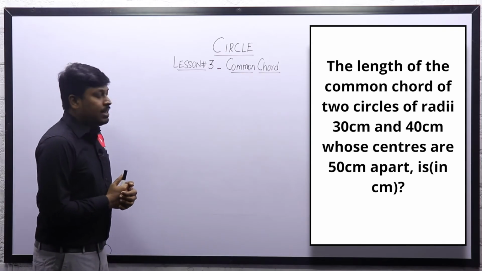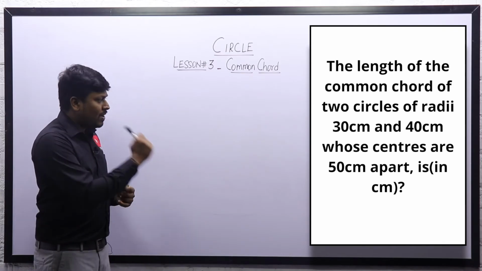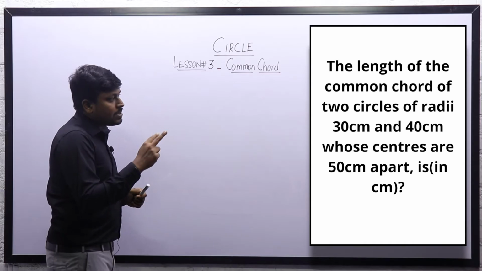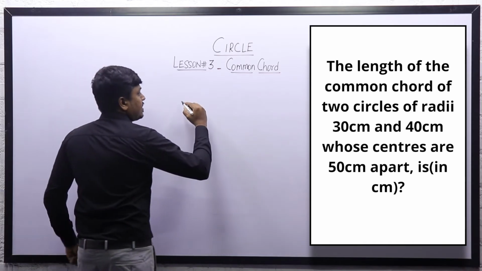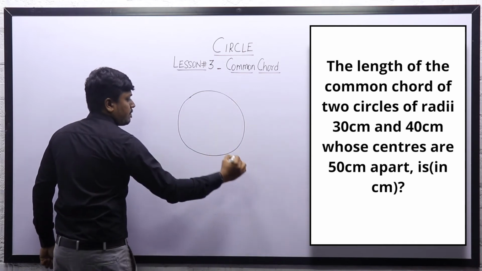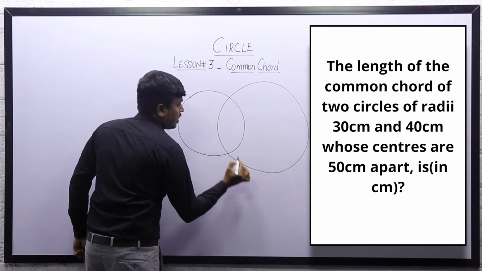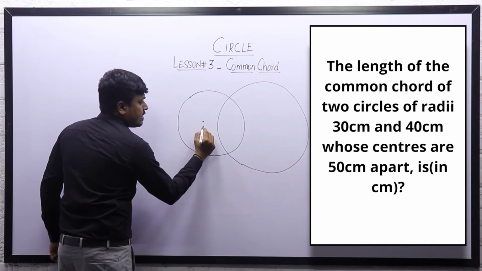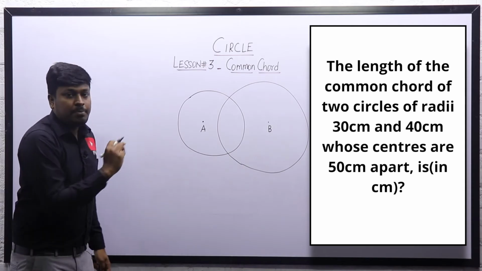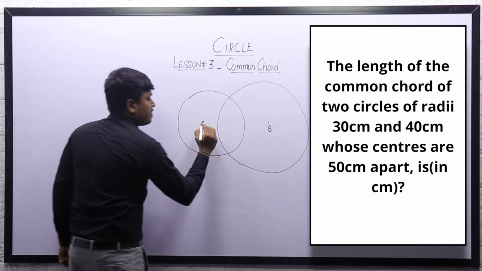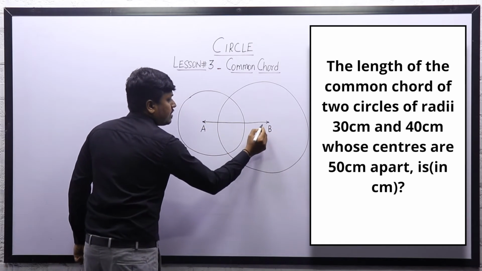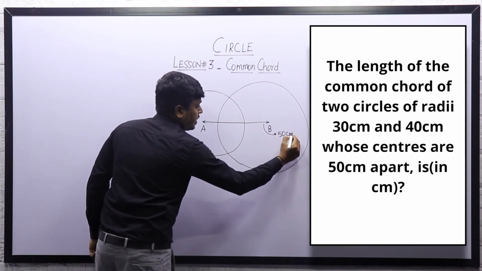Understood? So first, let me draw the diagram properly, because if you draw the diagram properly, then solving the question will be very, very easy, right? There are two circles, but both circles have different radii. The first circle is 30 centimeter and the second circle is 40 centimeter. So I can draw one circle here and another circle bigger than this. And what they are saying is both the center points of the circles are 50 centimeter apart. So this total distance will be 50 centimeter.